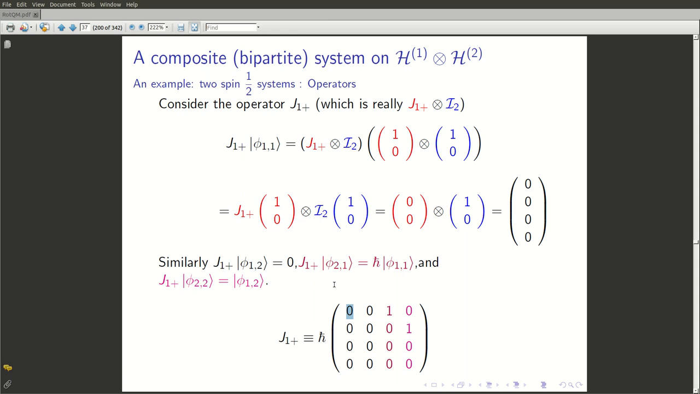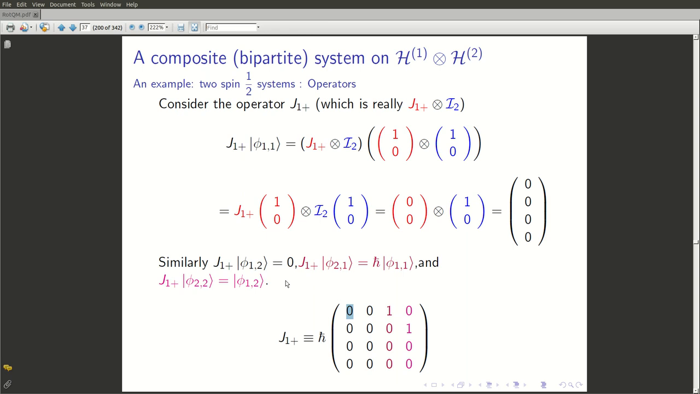Similarly, the second column, which belongs to what J1 plus does to phi 1,2, is also all zeros. J1 plus phi 2,1, the third column, will actually have an h cross in the phi 1,1 position, so in the very first position. So it's h cross, 0, 0, 0, remember we have an h cross sitting outside. Similarly, since J1 plus acting on phi 2,2 is phi 1,2, on the fourth column you have a 1 sitting in the second position, the position corresponding to phi 1,2.